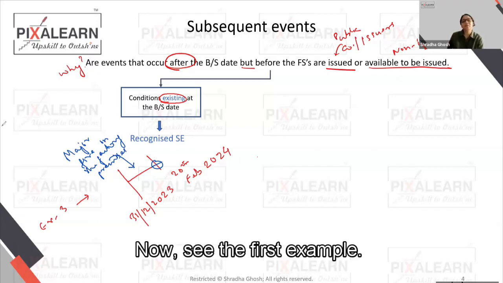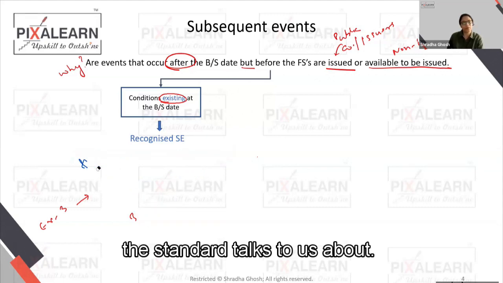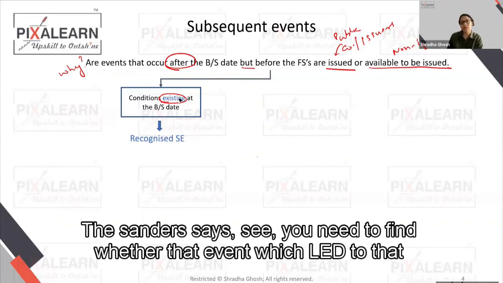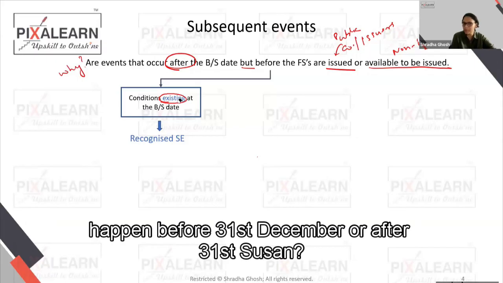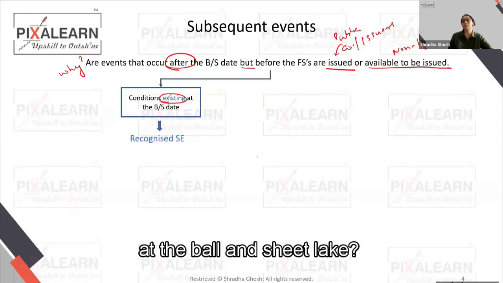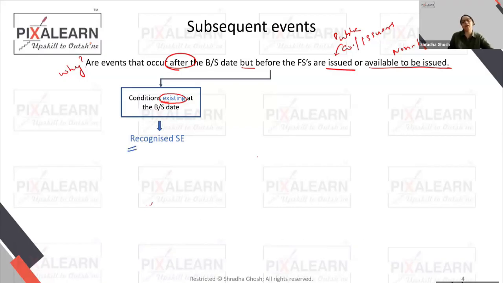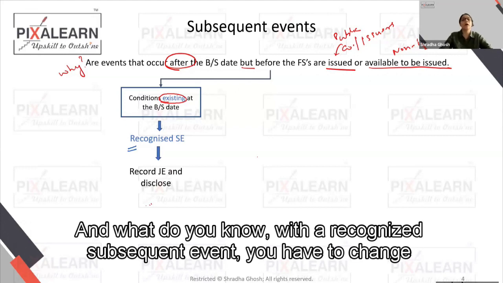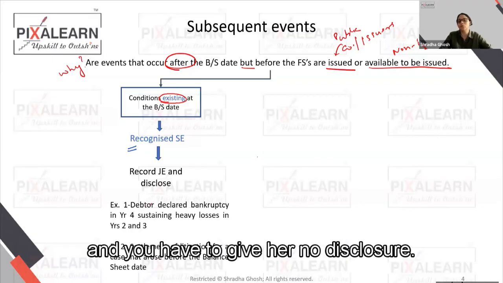Okay. Now, see the first example. Let us first understand what the standard talks to us about. The standard is very clear. You need to find whether the event which led to that subsequent event happened before 31st December or after 31st December. That means, were the conditions that gave rise to that event existing at the balance sheet date? If yes, we will call it a recognized subsequent event. And what do you do with a recognized subsequent event? You have to change your financials. You have to book losses in your P&L and you have to give a note disclosure.